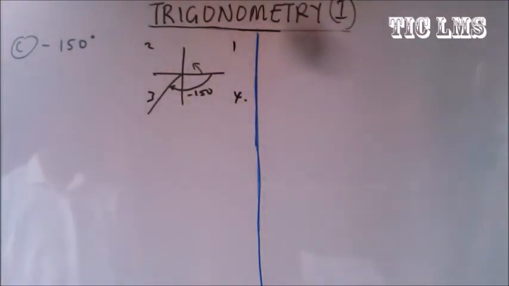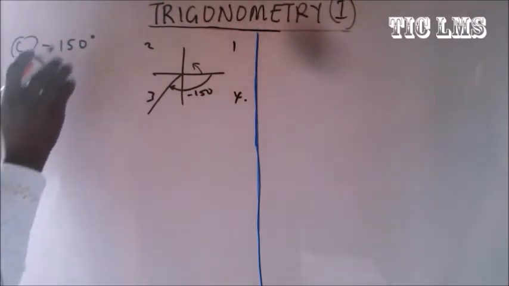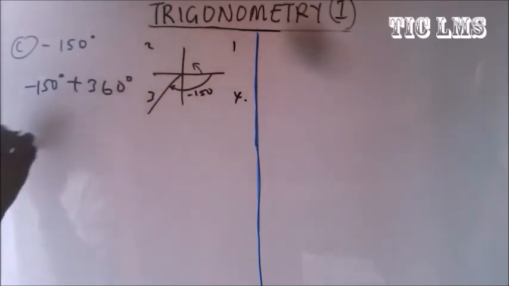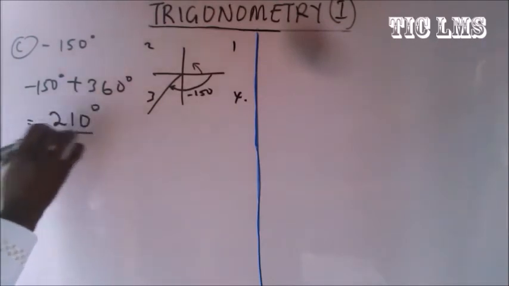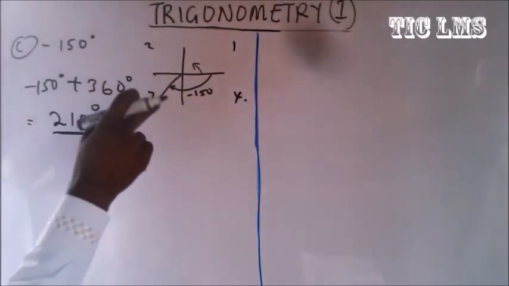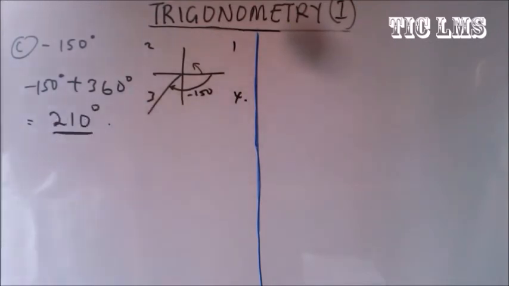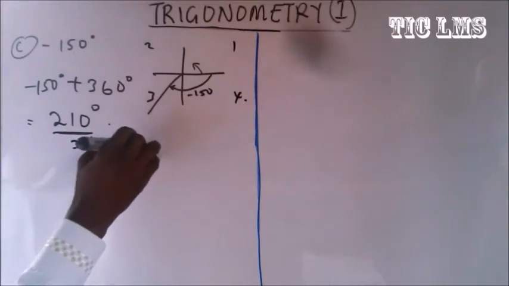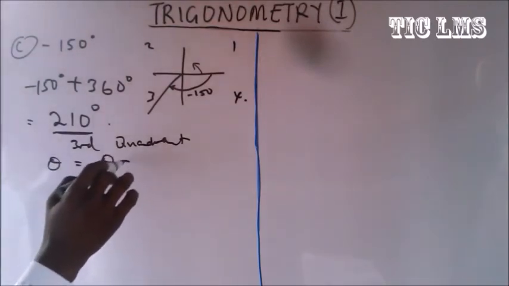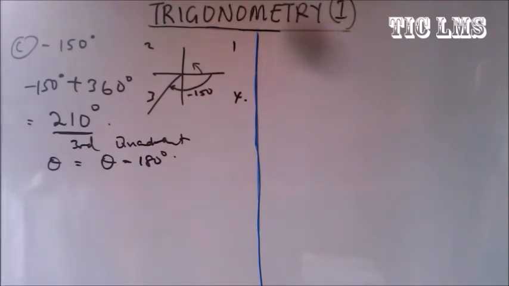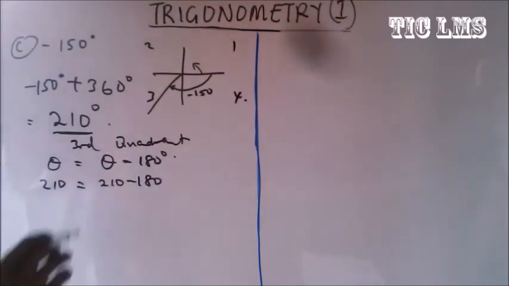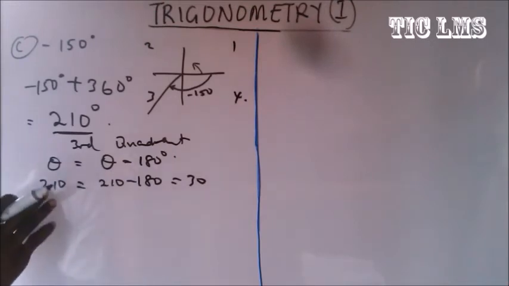Its equivalent positive angle between 0 and 360 will be to add 360 degree to it. And so we have minus 150 degree plus 360 degree, and that will give 210 degree. That is the answer. But if you are told to find its equivalent acute angle, since this is 210 degree, which is stopping at the third quadrant, we have a rule that says that our theta at the third quadrant equals theta minus 180 degree. In this case, the theta is 210, and that's equal to 210 minus 180 degree, and that produces 30 degree. So we are saying 210 degree equals 30 degree.